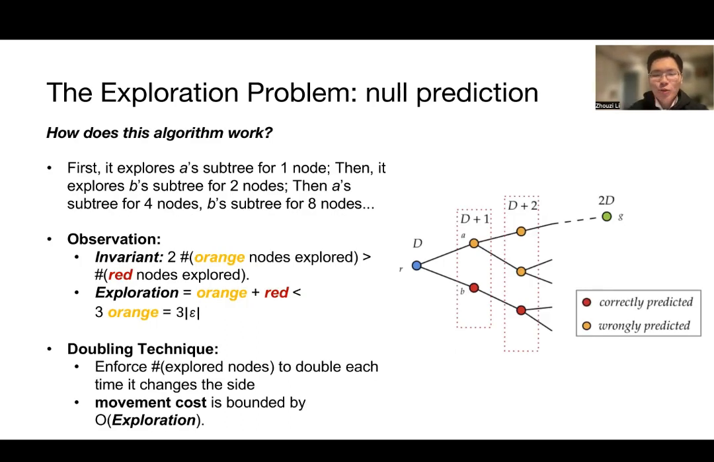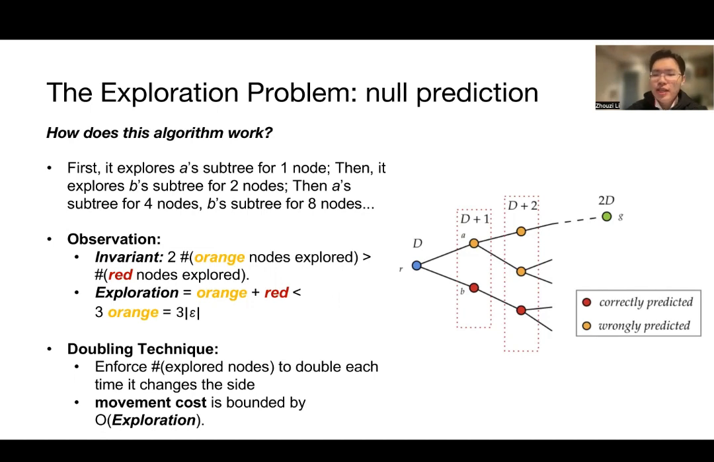Let's see how this algorithm works. Basically, it explores A subtree for one node, then B subtree for two nodes, A subtree for four nodes, something like that. Thus, we can see the red nodes explored is always bounded by twice the orange nodes explored. Thus, we can see the total exploration is bounded by O(orange), which is O(error).